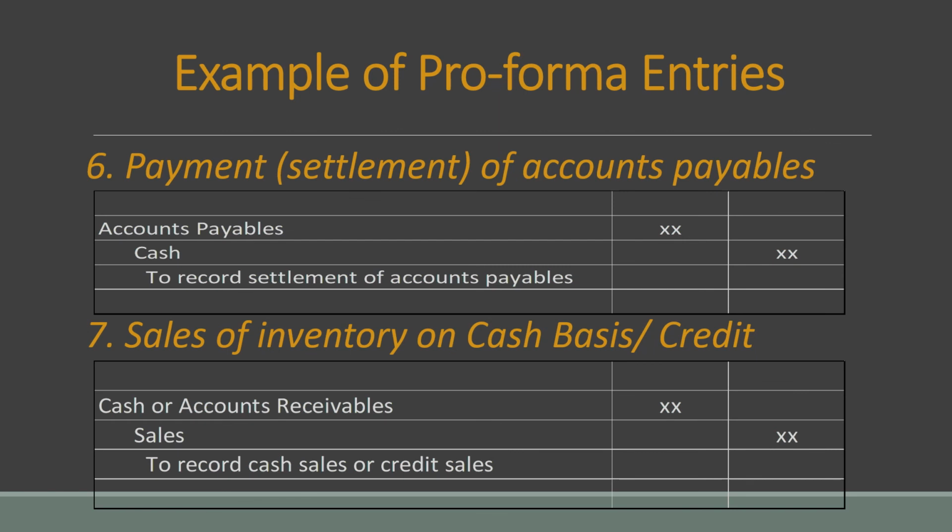And then, again, merong short description. So, kung on cash yung pagkabenta nyo, yung i-record nyo or ilalagay yung short description is to record cash sales. Pero kung credit, to record credit sales. So, yan yung entry nyo kapag nagkaroon ng sales of inventory, either on cash basis or on credit basis.